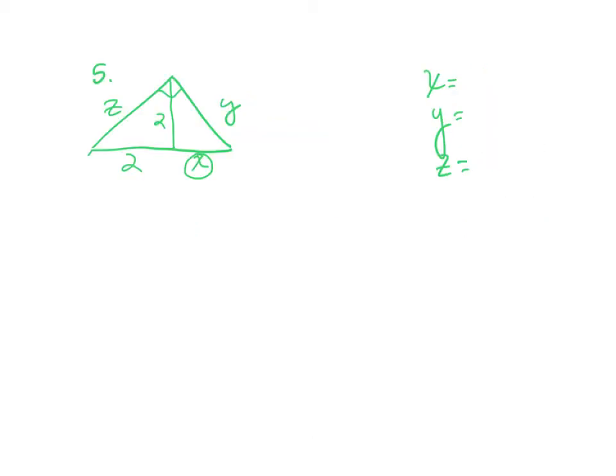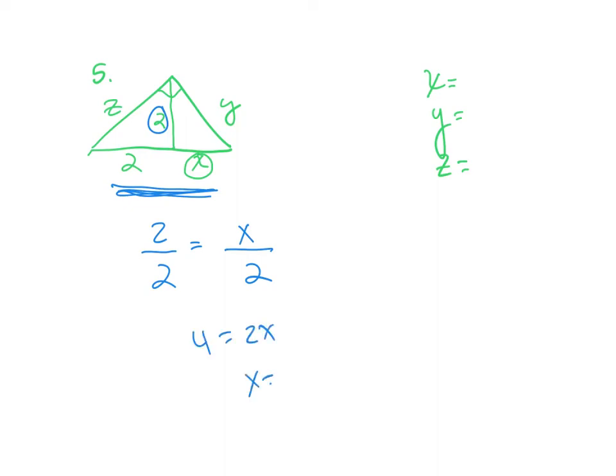So the altitude, which is 2, is the geometric mean between the two segments it creates. What are the two segments? 2 and x. So we've got 4 equals 2x, x equals 2. We found x. Now I'm going to cross this x out and put a 2 here because it'll be easier to do.